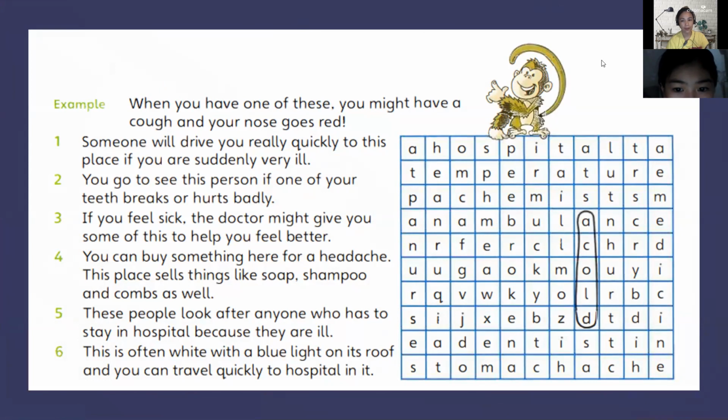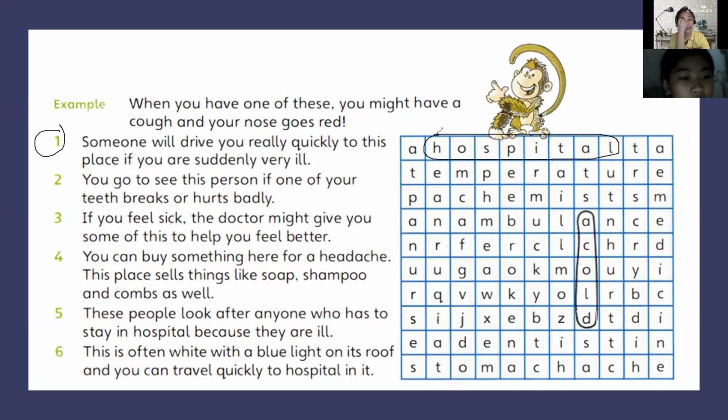Okay. How about number two? Number one. Someone will drive you really quickly to this place and you're suddenly very ill. Hospital. Where is the hospital, baby? In 91. Wow, this one, okay.